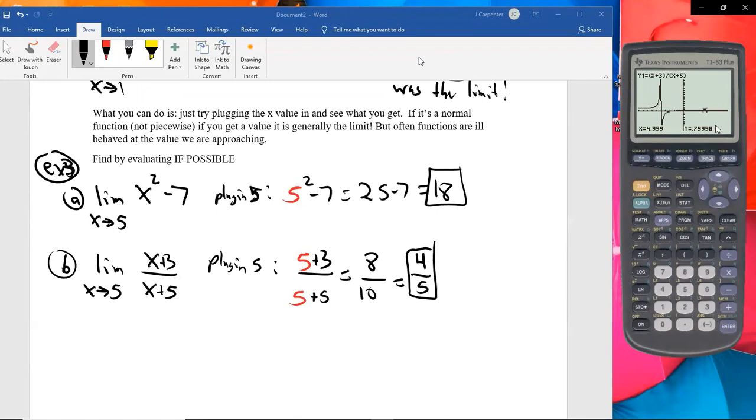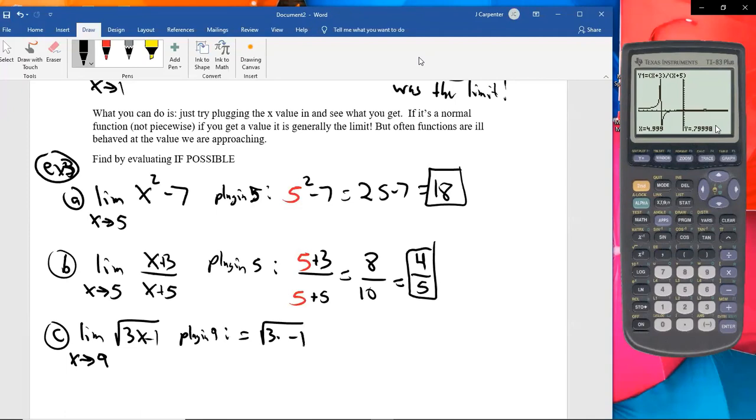C, the limit as x approaches, let's do a different number this time, 9, of the square root of 3x minus 1. So let's just try plugging it in. And we get the square root of 3 times 9 minus 1. 3 times 9 is 27. 27 minus 1 is 26. So we get the square root of 26, which, yes, it has a decimal approximation that I don't care about. I mean, we got a number, so that seems pretty good, right?